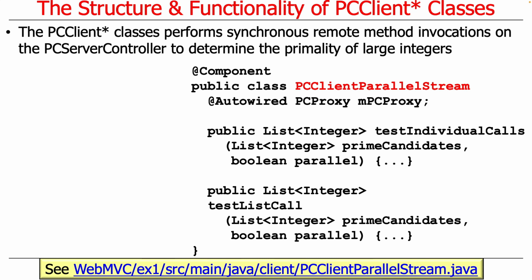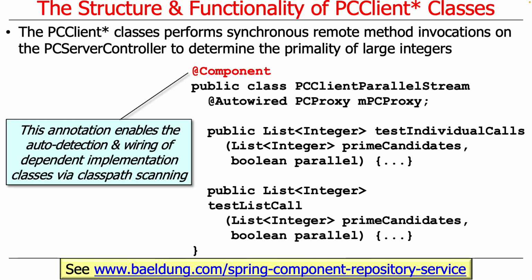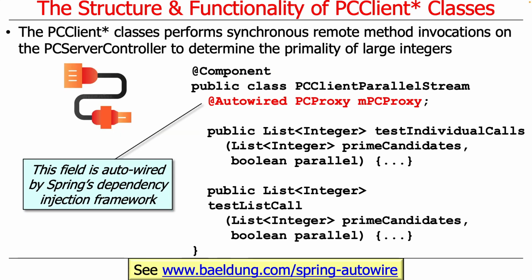All the client classes like PrimeChecker client star perform synchronous remote method invocations on the server controller in order to determine the primality of large integers. And you can find that code where you'd expect to find it here. By putting the component annotation on this class, it allows Spring to do things like auto wiring and auto detection of various things, as we'll see here. This is the auto wired proxy.